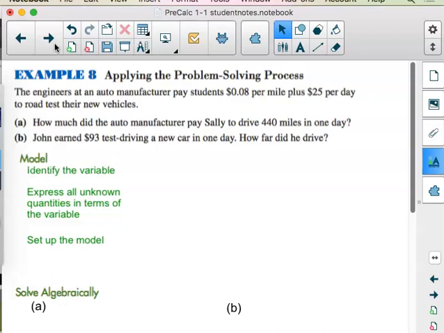The engineers at an auto manufacturer pay students 8 cents per mile plus $25 per day to road test their new vehicles. So they're just driving around, checking it out. A says, how much did the auto manufacturer pay Sally to drive 440 miles in one day? And then B says, John earned $93 test driving a new car in one day. How far did he drive?